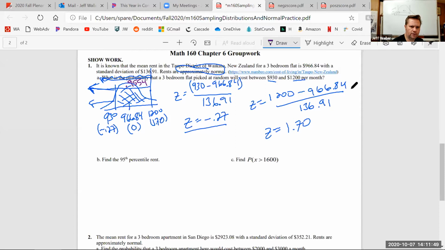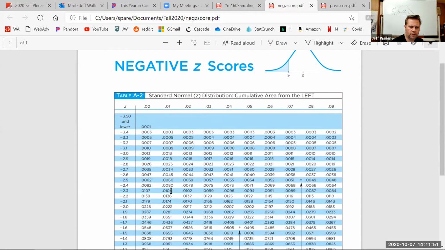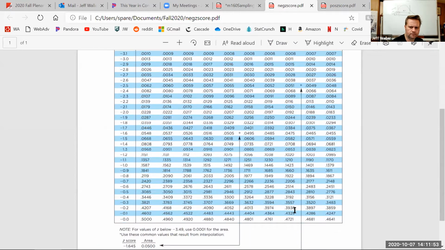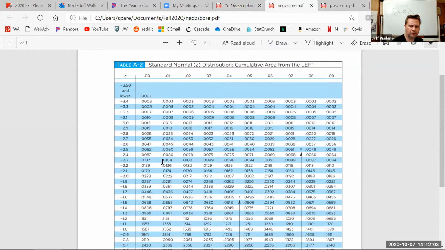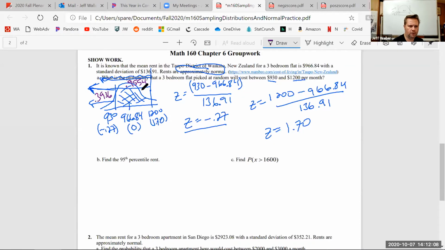9554. And then when you look up negative 0.27, what do you guys get? 0.3936. Kick ass. This might seem nitpicky, but be careful. These are not z-scores in here, right? These are areas. These little numbers in purple are areas. All right. So now to find the actual area I want, I just have to subtract these two. And then, you know, whatever I get.